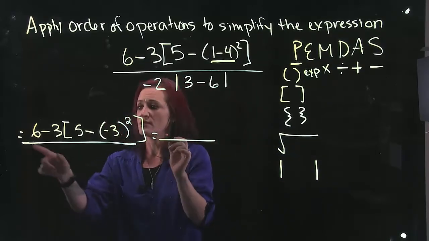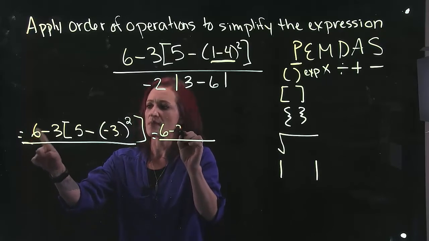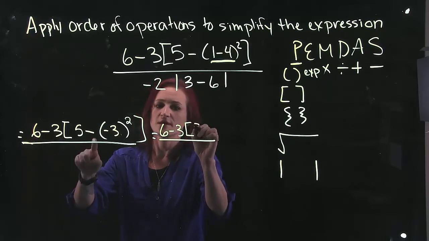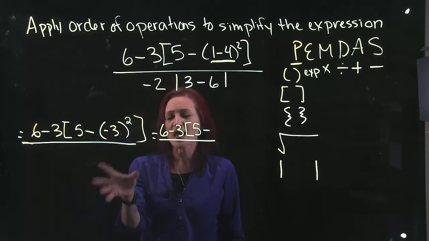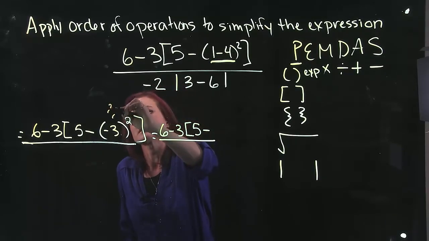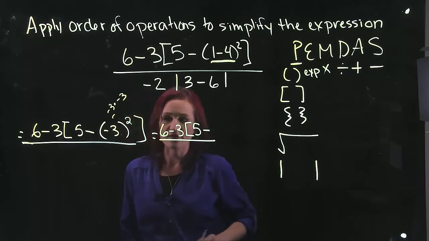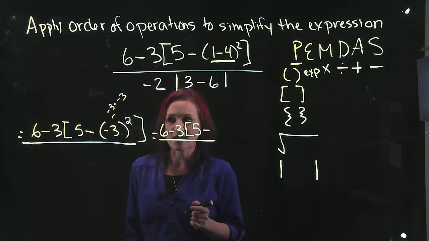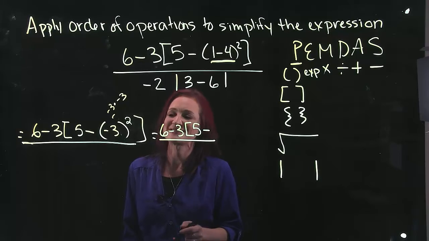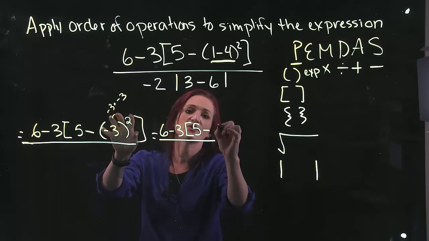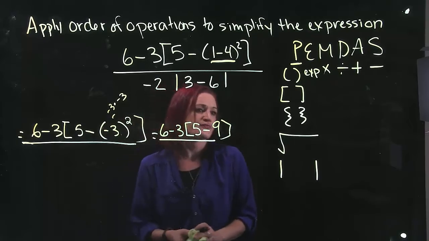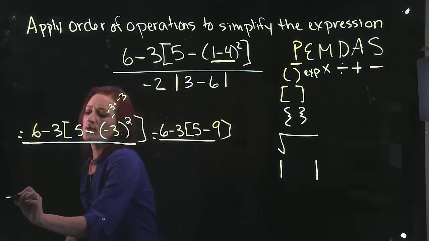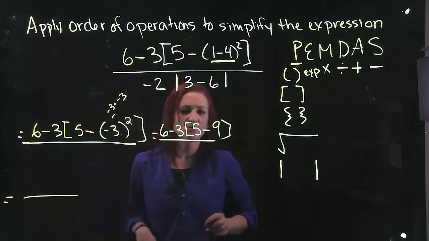So I'm going to drop down the numerator again, 6 minus 3, bracket, 5 minus. And taking care of our exponent, we have negative 3 squared, which means negative 3 times negative 3. Now negative times negative is positive, and 3 times 3 is 9. So this right here turns into a 9. Okay? So let's see. Moving on with our numerator, let's see what we have left.